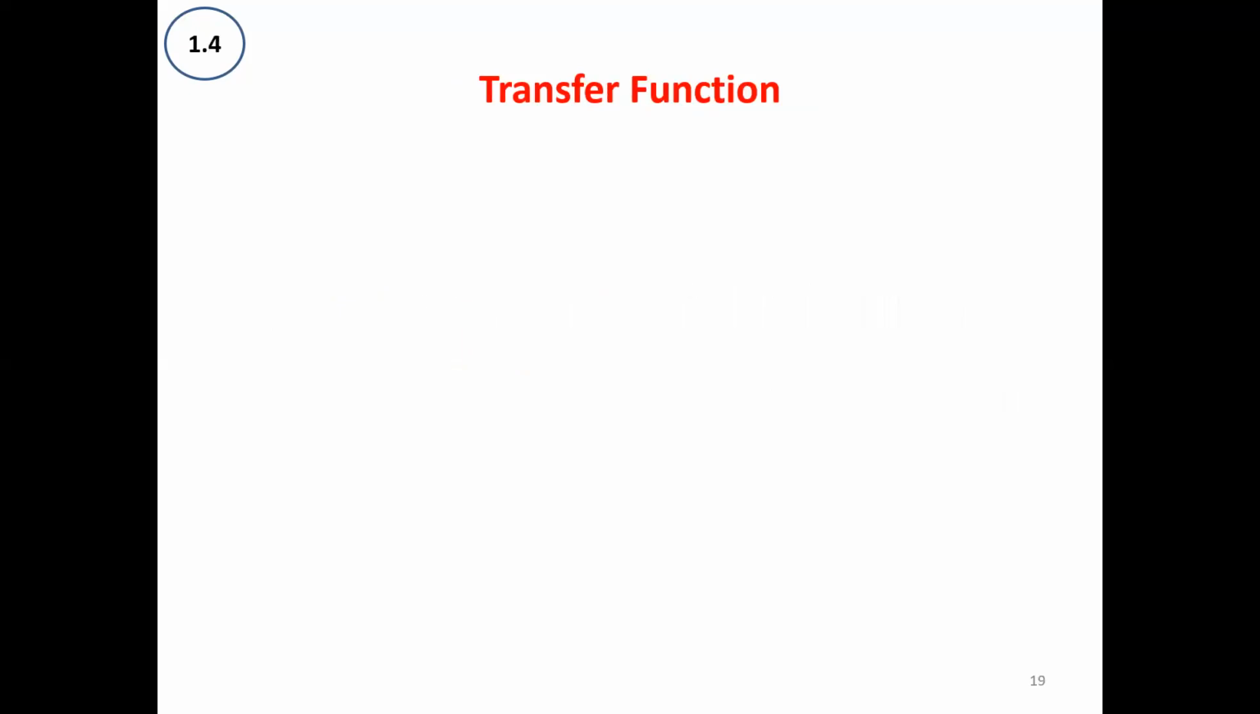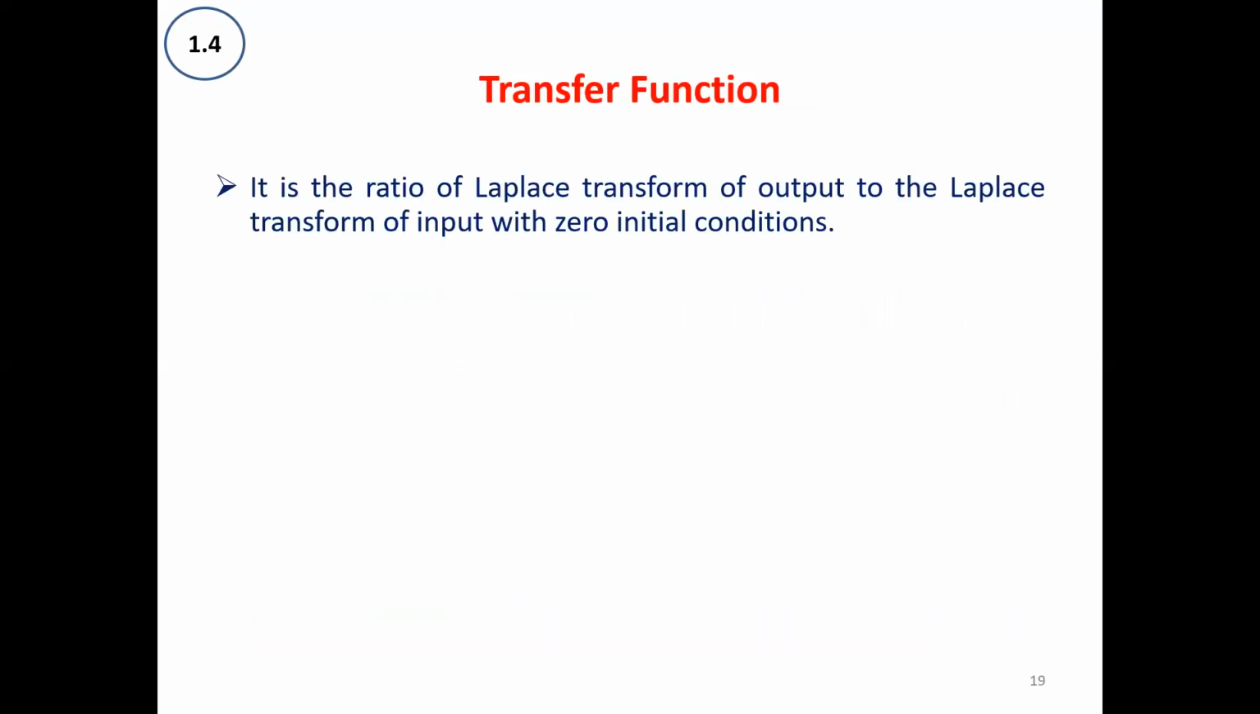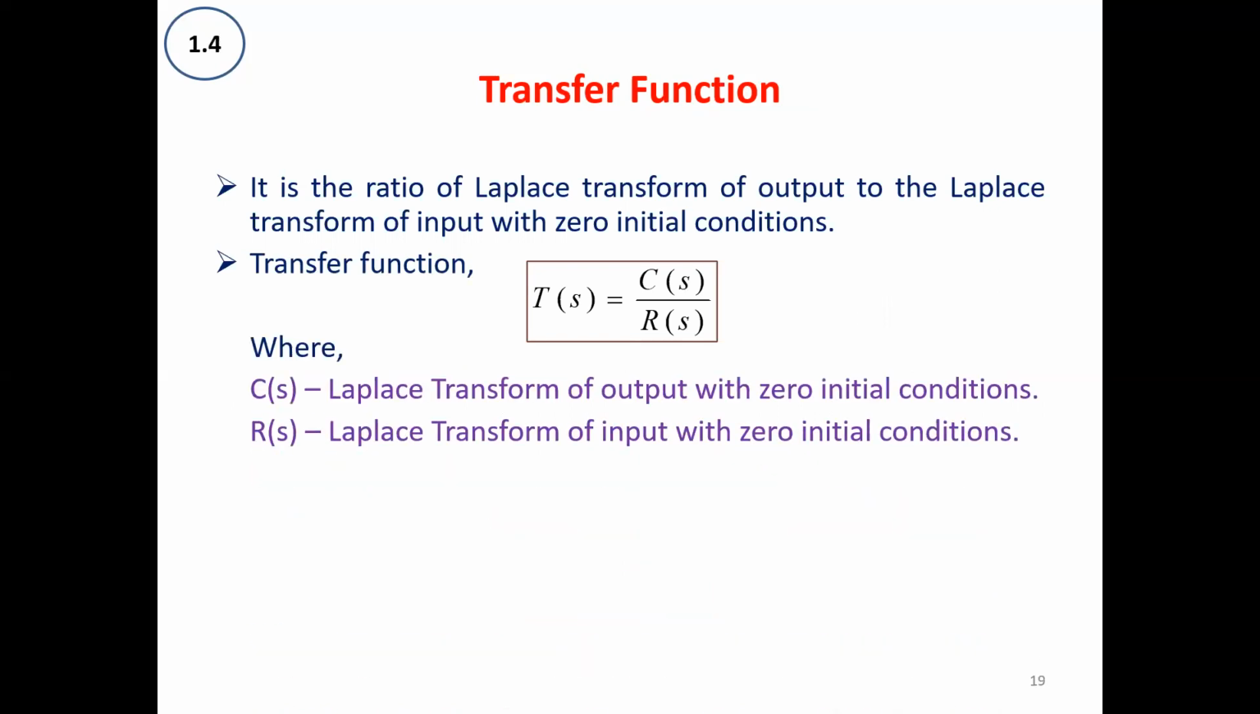Then what is transfer function? Transfer function is the ratio of the Laplace transform of output to the Laplace transform of input with zero initial conditions. That is, transfer function T of s is equal to C of s divided by R of s, where C of s is the Laplace transform of output with zero initial conditions and R of s is the Laplace transform of input with zero initial conditions. It is not applicable for non-linear conditions. So with this, we can stop the basic elements of control system.